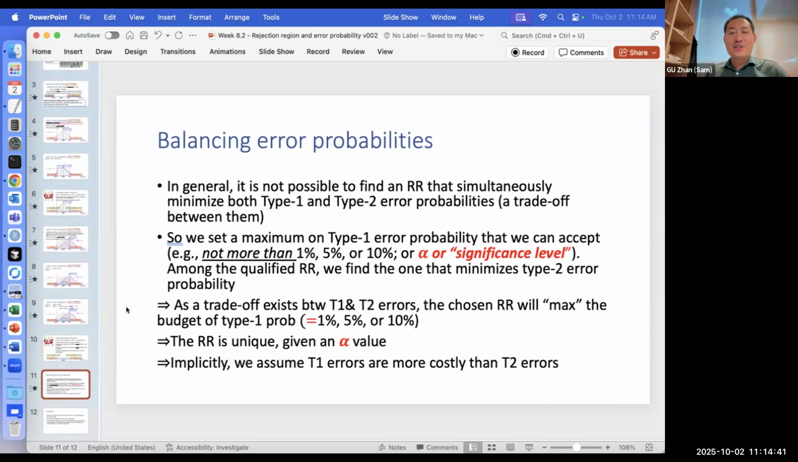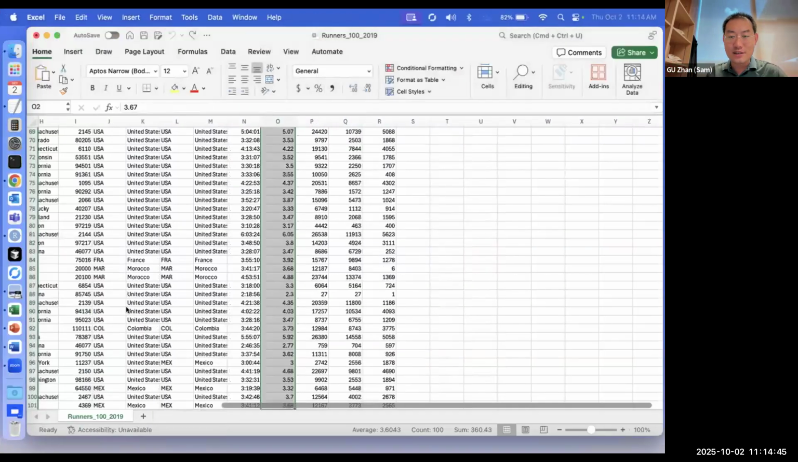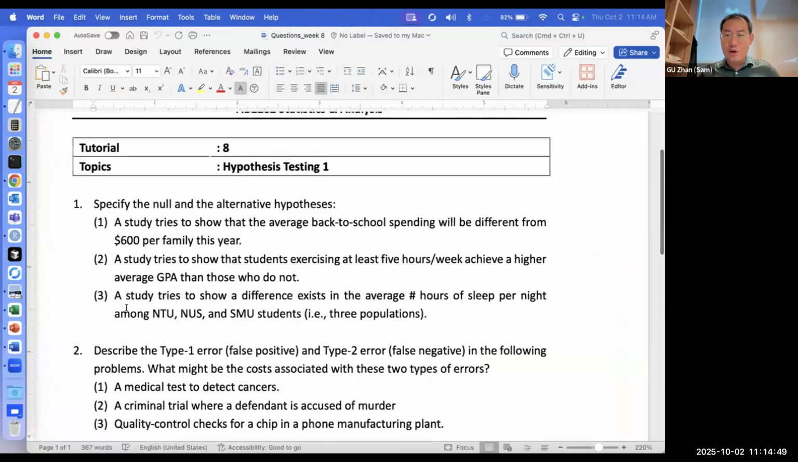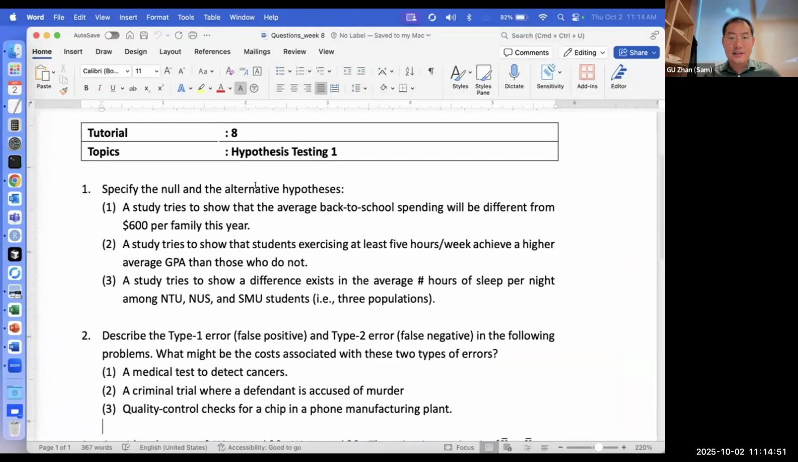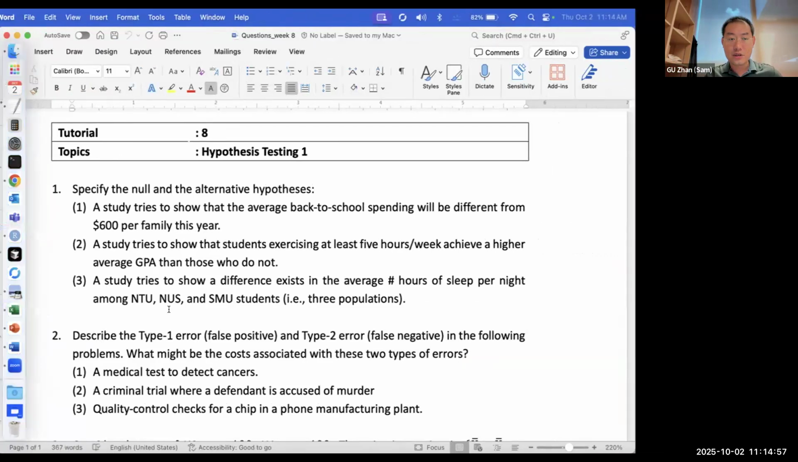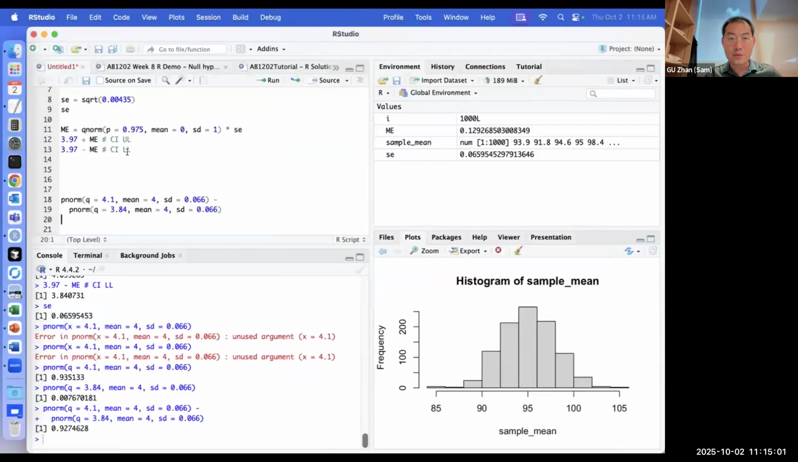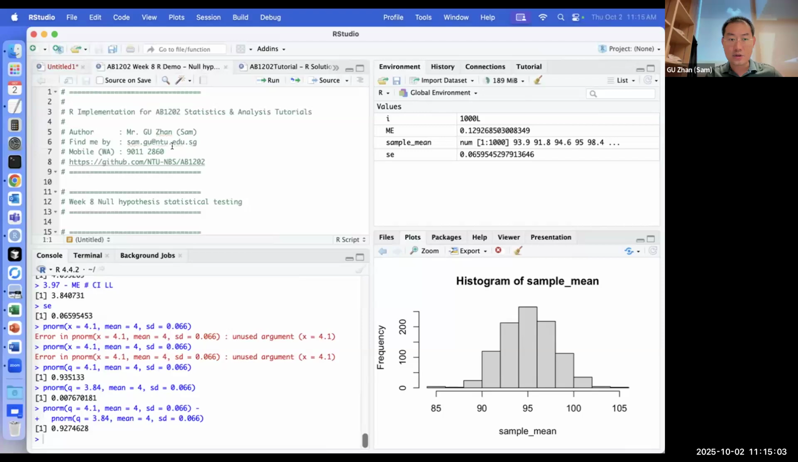Okay, so now next let's move on to these tutorial questions. Tutorial question of week 8. Specify the null hypothesis and alternative hypothesis. A study tries blah, blah, blah. So this is one. I have some reference solutions here. The reference solution is in the form of R code of the week 8 R tutorial solution.